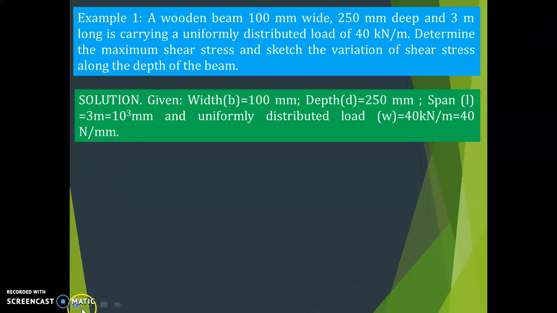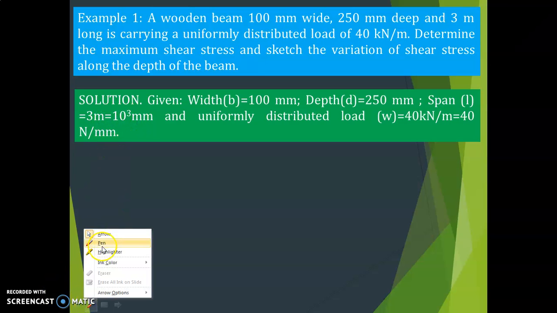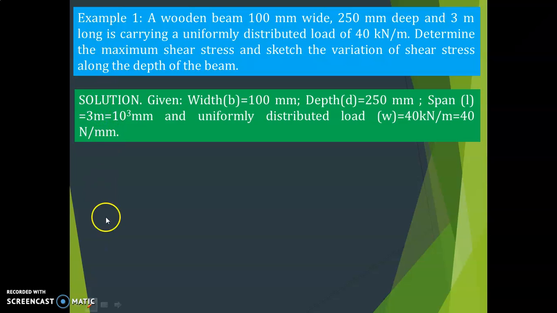Okay, here this is missing. Just write here, this is 3 into 10 raised to 3 millimeter and uniformly distributed load, that is W, given as 40 kilonewton per meter or 40 newton per millimeter. Okay, this is 10 raised to 3, 40, right, and millimeter to millimeter, 10 raised to 3 gets cancelled, so it becomes 40 newton per millimeter.